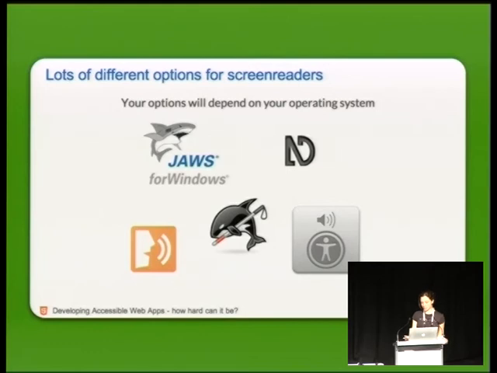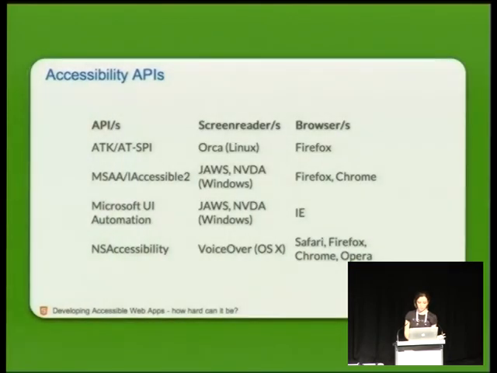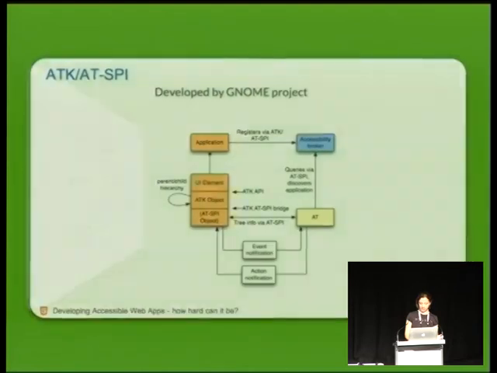Okay, so there's lots of different screen readers that you can use. We've got JAWS, NVDA, ChromeVox, which is, again, not using the accessibility APIs, Orca, which is the GNOME screen reader, VoiceOver, which is built into Mac. And depending on your choice of platform, you'll have different choices of screen readers, and they'll use a different accessibility API. So we've got a bit of a matrix here of the different APIs. So ATK, ATSPI, actually I'll get to them in detail on my next slide. All right, so we've got ATK/ATSPI.